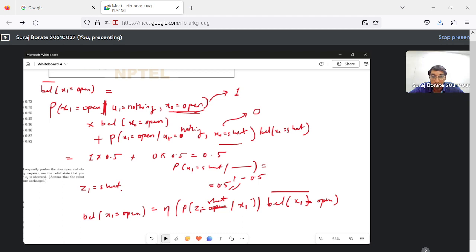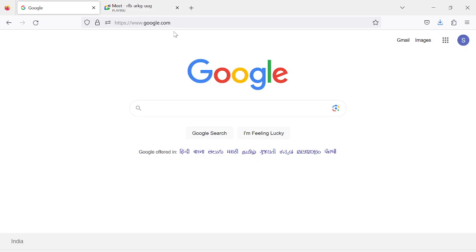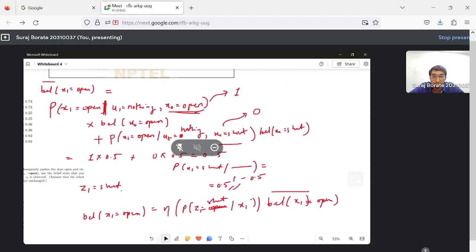Okay, so let's... okay, now the screen will be more clearly visible. Okay, so let's move on.